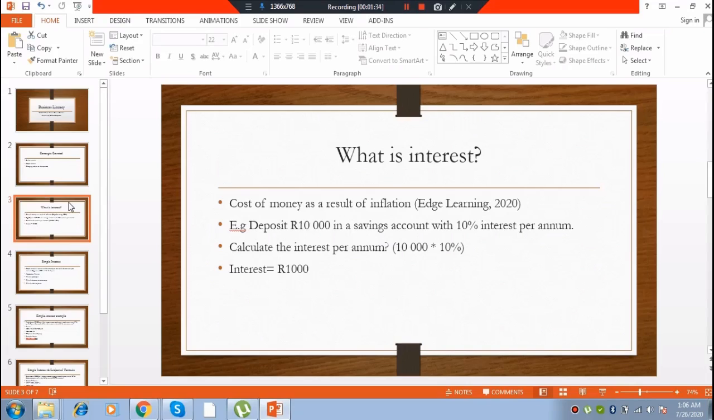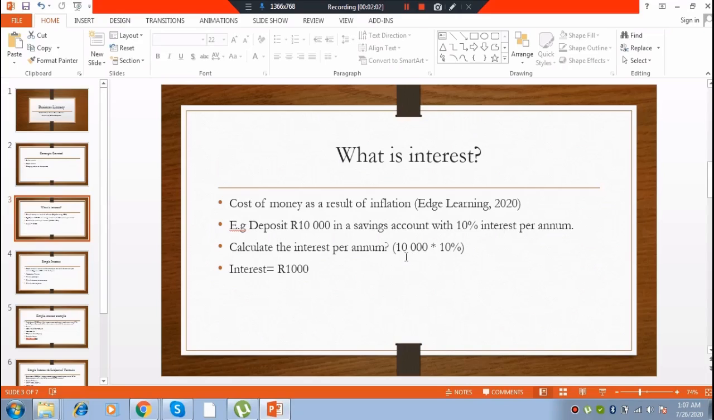According to your textbook, business literacy defines interest as the cost of money as a result of inflation. So in simpler terms, what were they saying? Suppose we deposit 10,000 into your savings account, so that can be your ABSA, your FNB, or Capitec, with a 10% interest per annum. So calculate the interest per annum.